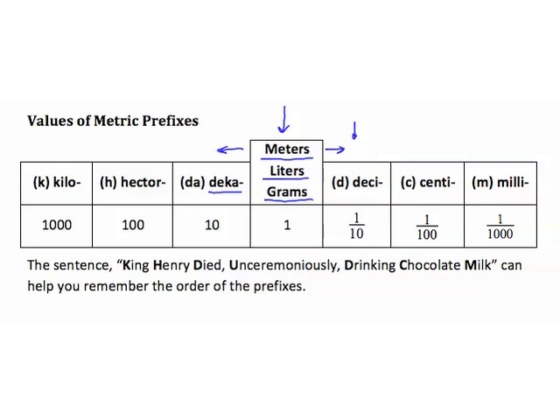Now, one saying that can help you memorize these prefixes, it's kind of nonsensical, but it will help you remember these prefixes. You can use the statement, King Henry died unceremoniously drinking chocolate milk. And all of these are going to be obvious except for unceremoniously, because that's a U. And what the U means is that's just our fundamental unit of either meters, liters, or grams. And then we start adding all of these other prefixes as we move to the left of that or to the right of that.